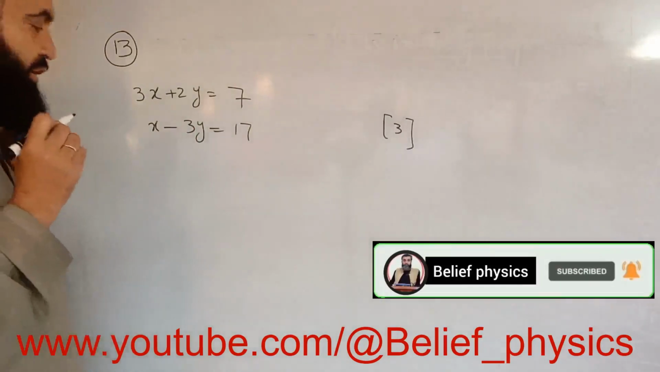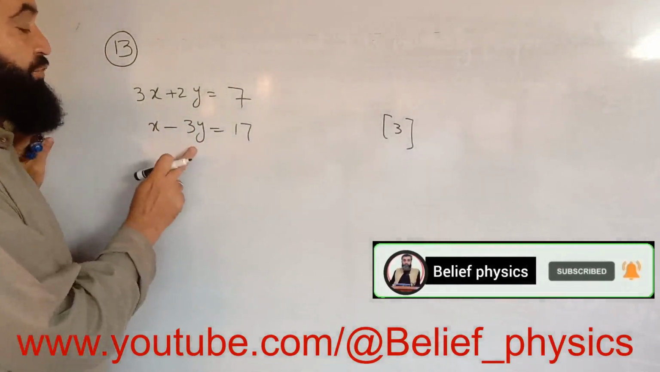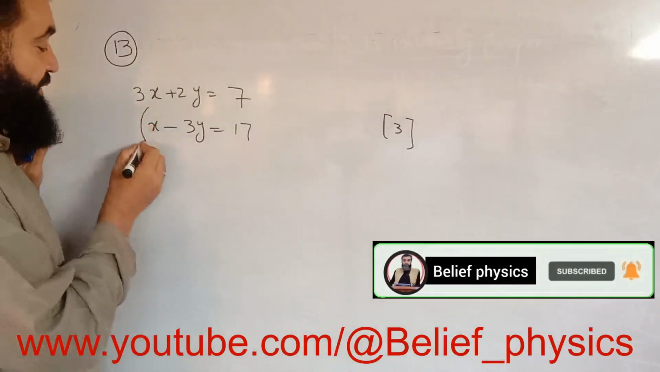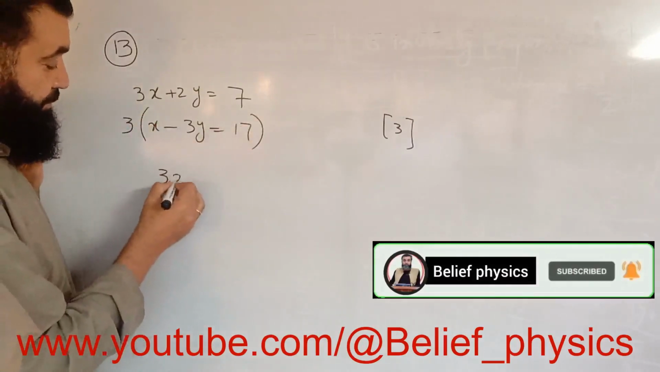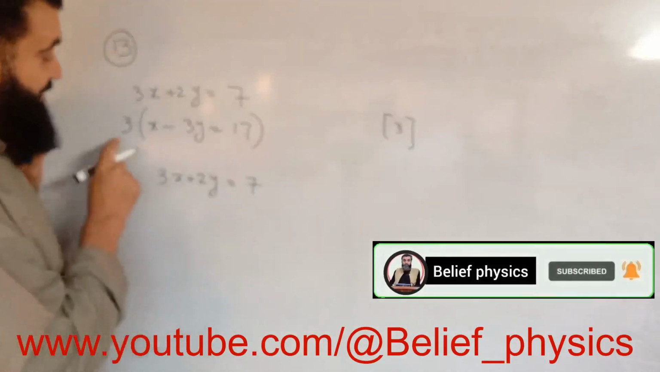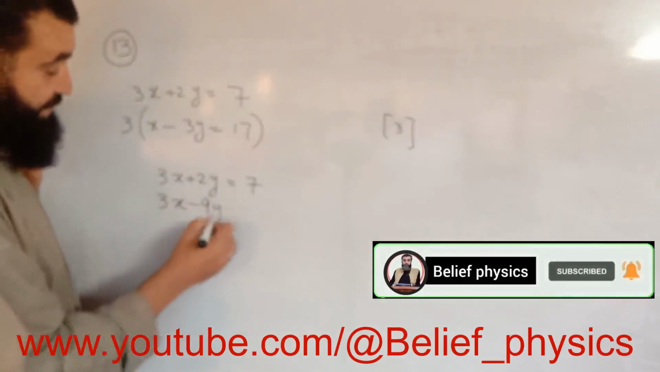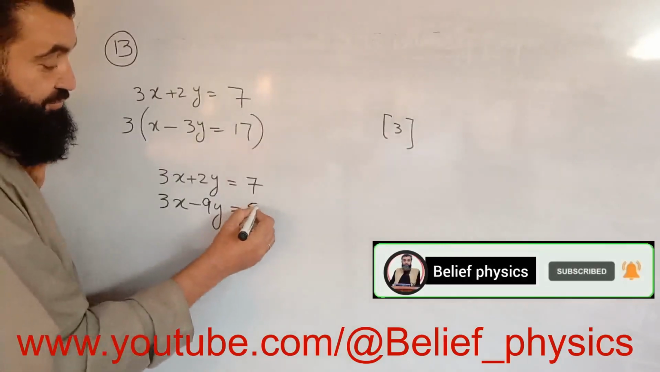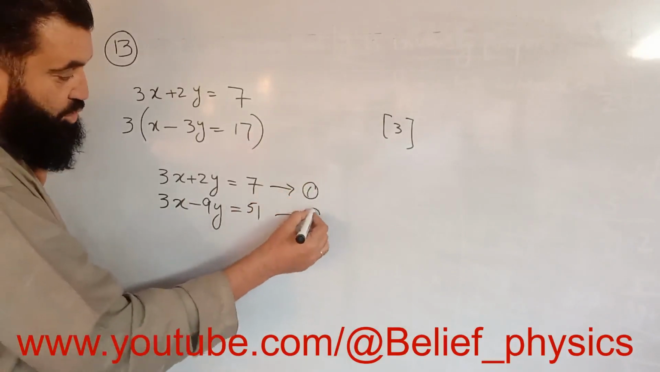If you want to use the elimination method, we have to make the x or y coefficient equal. It is easy to make the x coefficient equal, so multiply this with 3. So you will get 3x plus 2y is equal to 7, and this will become 3x minus 9y is equal to 3 multiplied with 17 also. So 3 17s are 51. Now you have two equations. We have to solve these two equations.